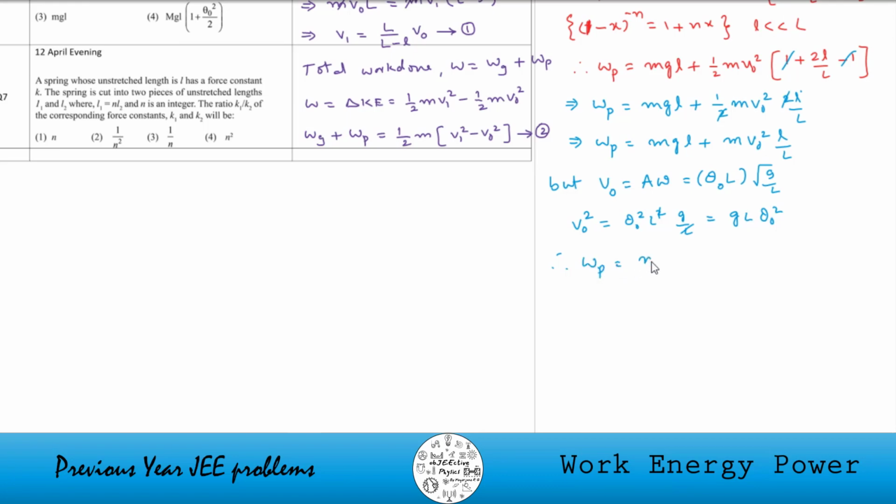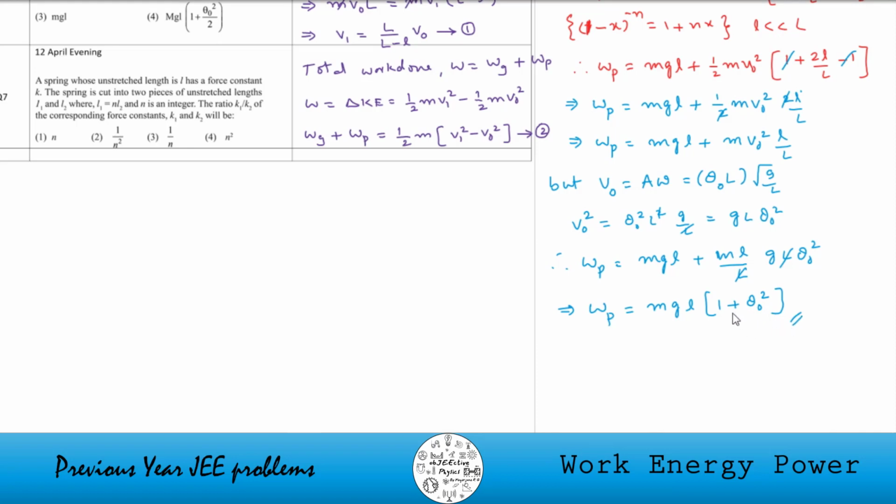Therefore Wp is equal to MgL plus m V0 square small l by capital L. In the place of V0 square, we can write g L into theta naught square. So here L cancels, and MgL is there in the second term too. In the final step we can write Wp is equal to MgL taken as common, times 1 plus theta naught square. That is our answer.